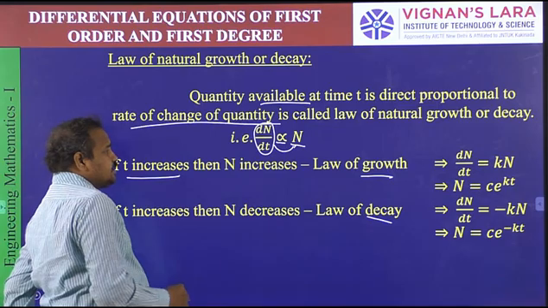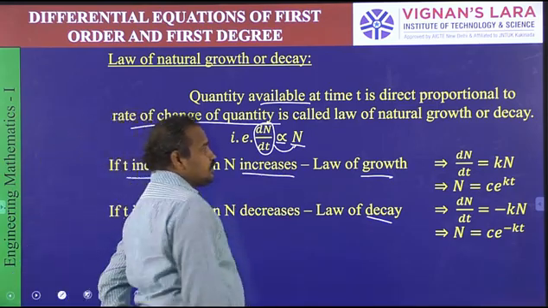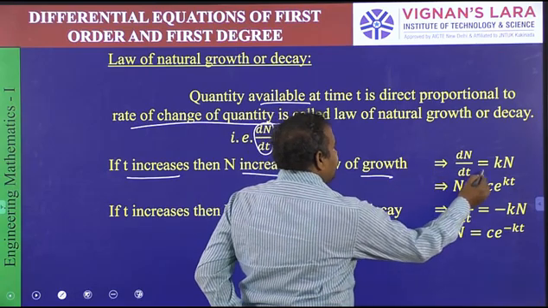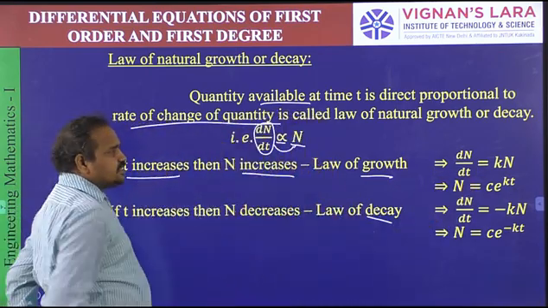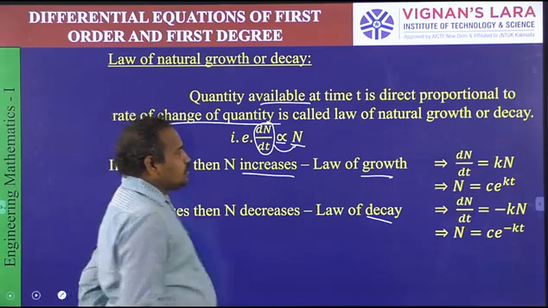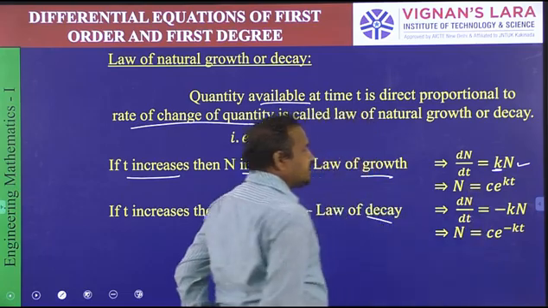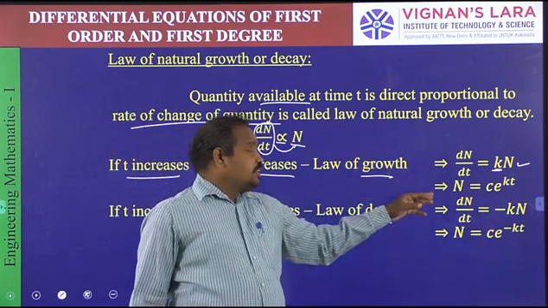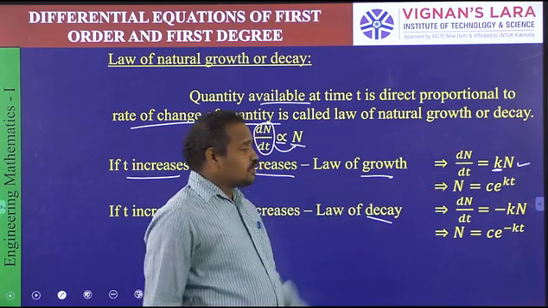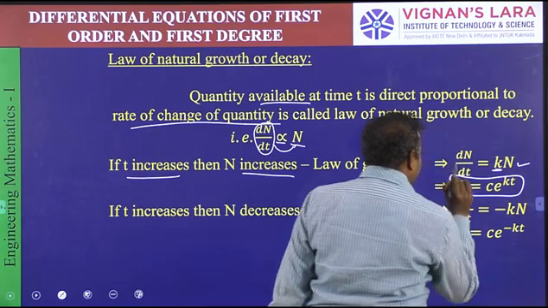If time increases, then N increases. This is called the law of natural growth. That is, dN by dt, both are increasing; as t increases, N increases. That implies dN by dt is equal to kN, where k is taken as a positive constant. Already I derived the formula for the law of growth. What is the formula? N is equal to c into e power kt.